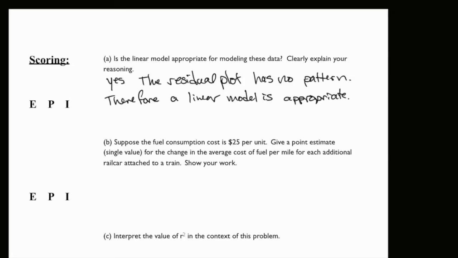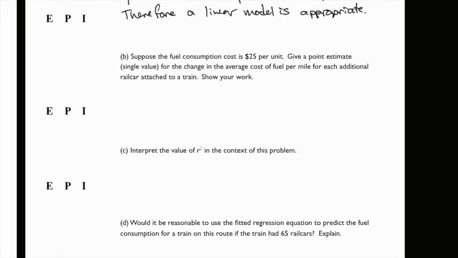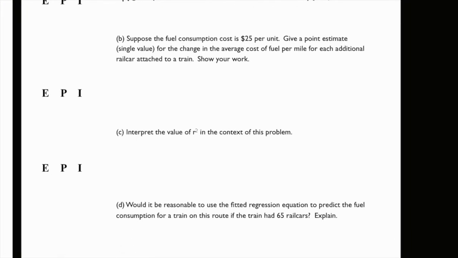So for part A, you could have chosen two routes. I could have said what I said here, where there is no pattern in the residual plot, or I could have said that there is a clear linear pattern in the scatter plot. You had to do one of those two things. You had to say yes, it was appropriate, and then back it up based on one of those two situations.